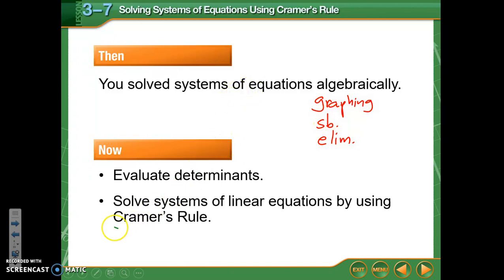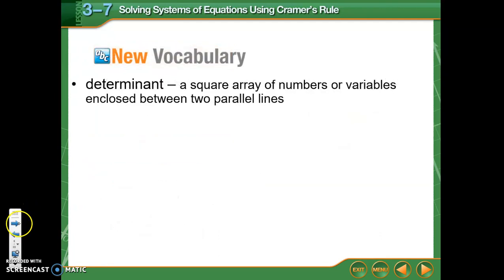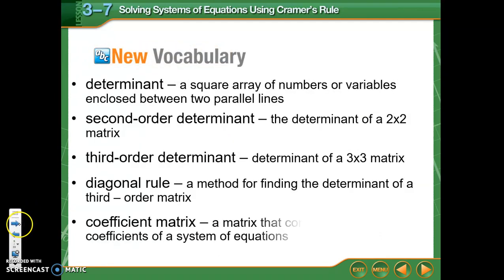Today we're going to learn about something called Cramer's Rule. Cramer's Rule is another way to solve a system of equations. And to do Cramer's Rule, we have to be able to evaluate determinants. We're going to talk about what those are and how to evaluate them. So we have some new vocabulary.